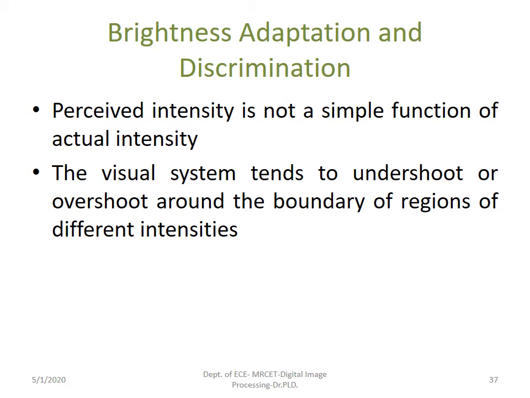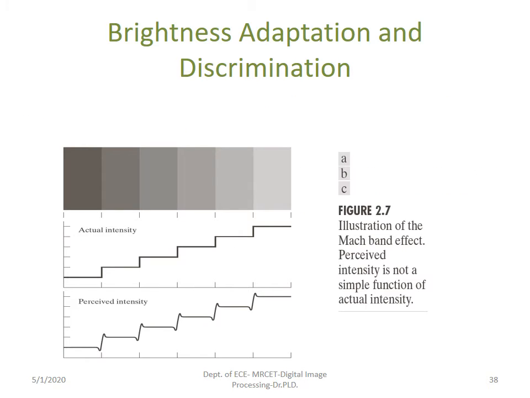Perceived intensity is not a simple function of actual intensity. The visual system tends to undershoot or overshoot around the boundary of regions of different intensities. Based on the perception of vision, the intensity variations as well as the actual intensity will vary from person to person, based on the number of rods and cones present in the human eye.